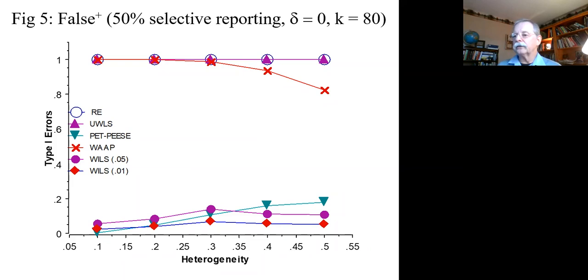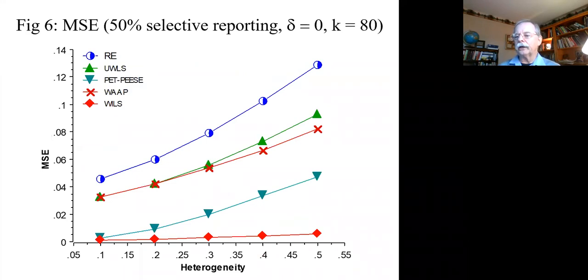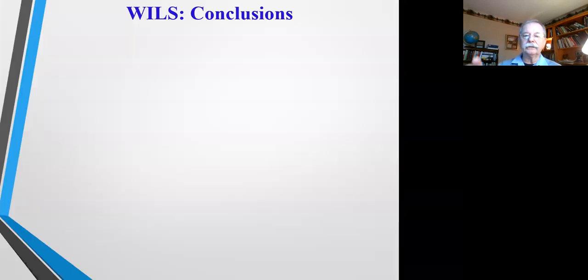False positive rates, type 1 errors, 100% for random effects and the unrestricted weighted least squares. hetPS is a whole lot better, WILS better still. However, if you test WILS at 0.05, it does have slightly inflated type 1 error. So if you're worried about that, test at 0.01. Mean squared error, which accounts for both efficiency and bias. Random effects is way the heck up there. WILS is way down there with everything else in between.